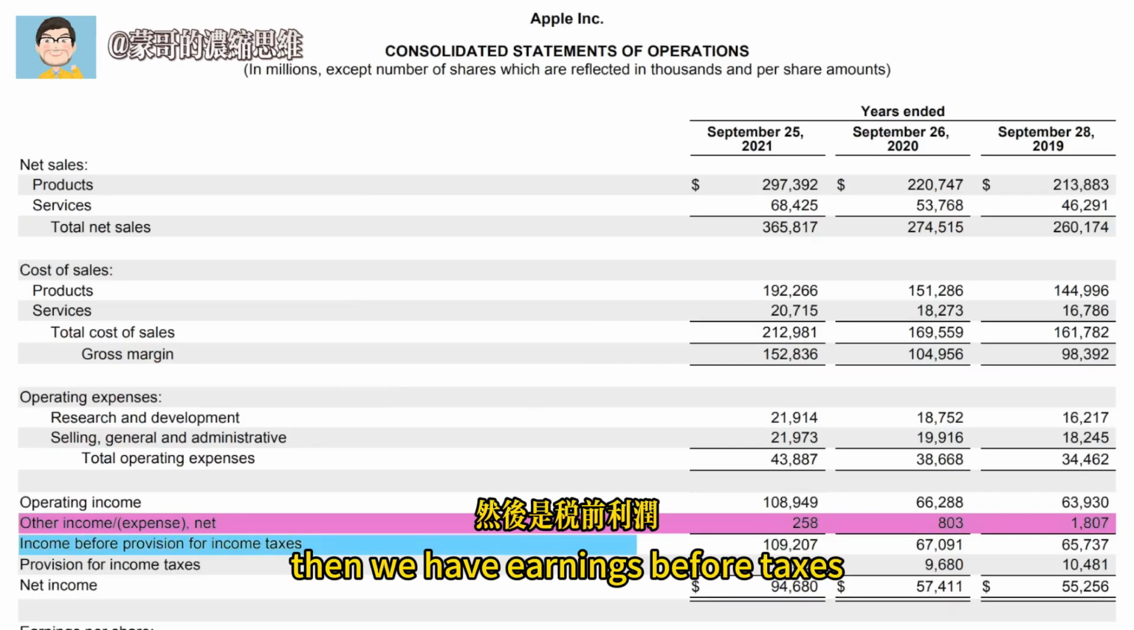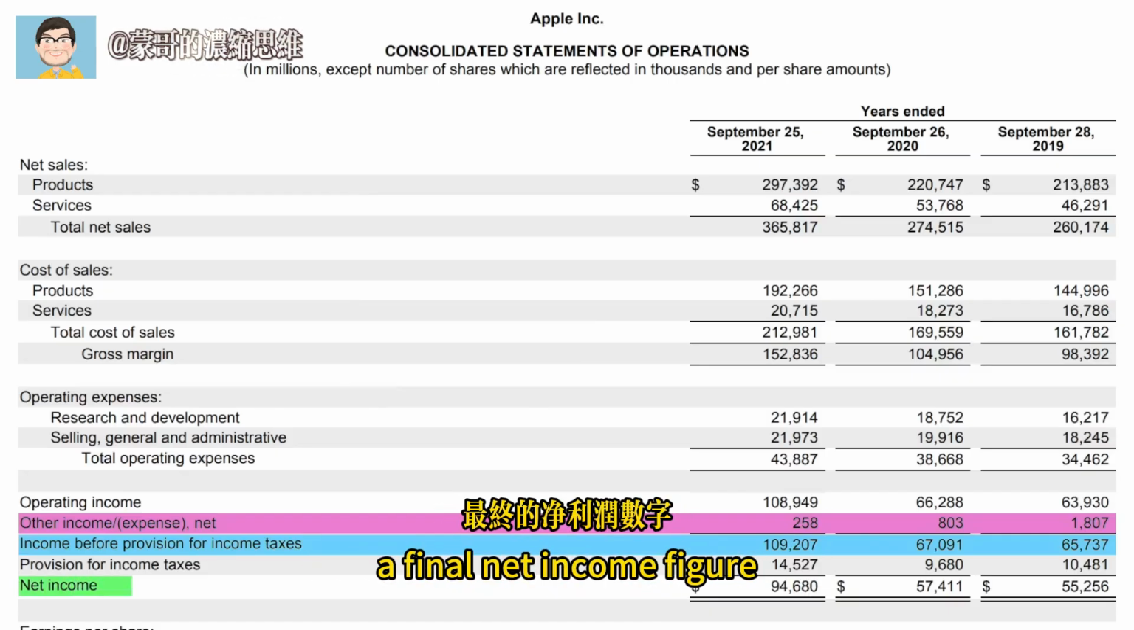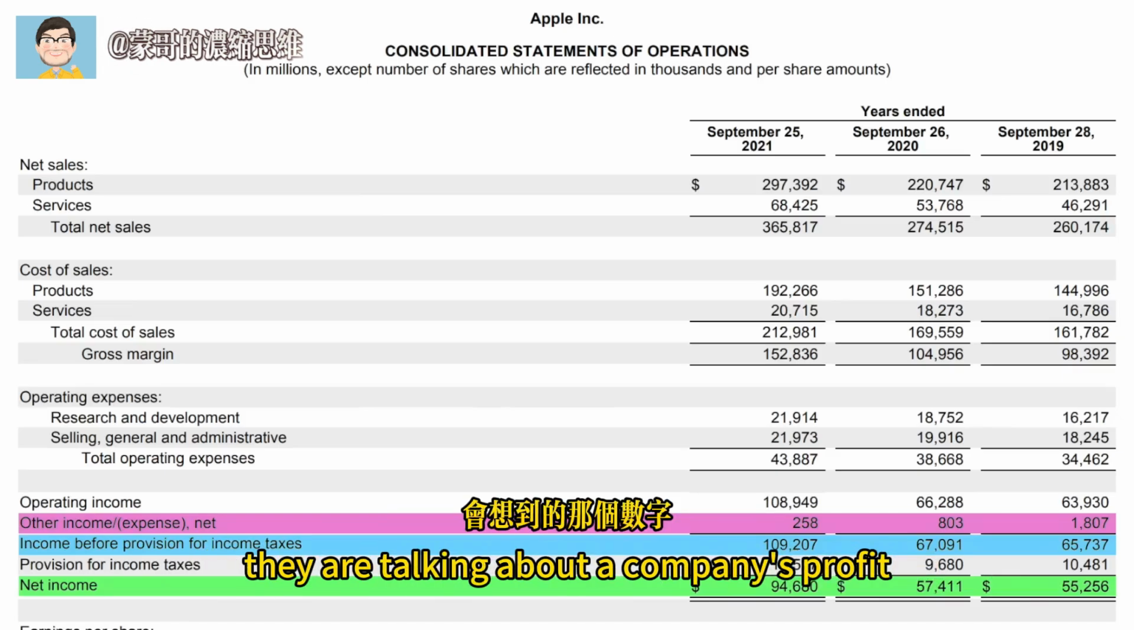Then we have earnings before taxes, which is exactly what it sounds like. We then subtract out taxes to get a final net income figure. This is the figure that most people think of when they are talking about a company's profit.